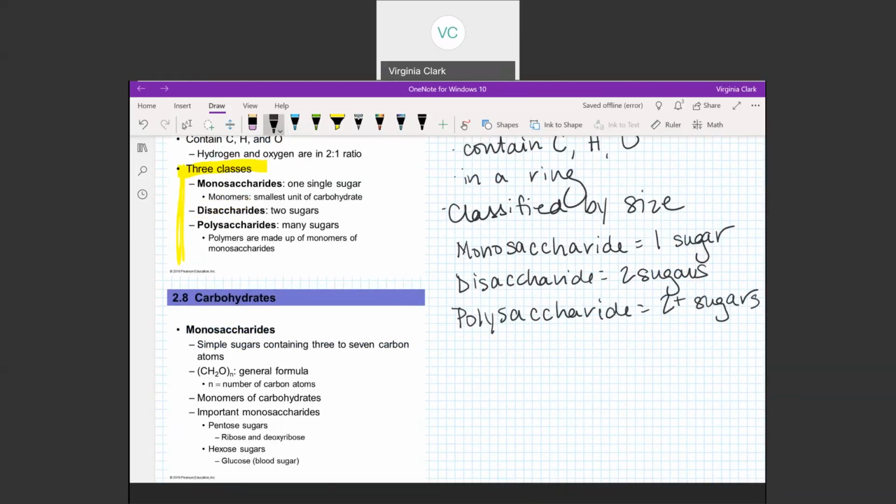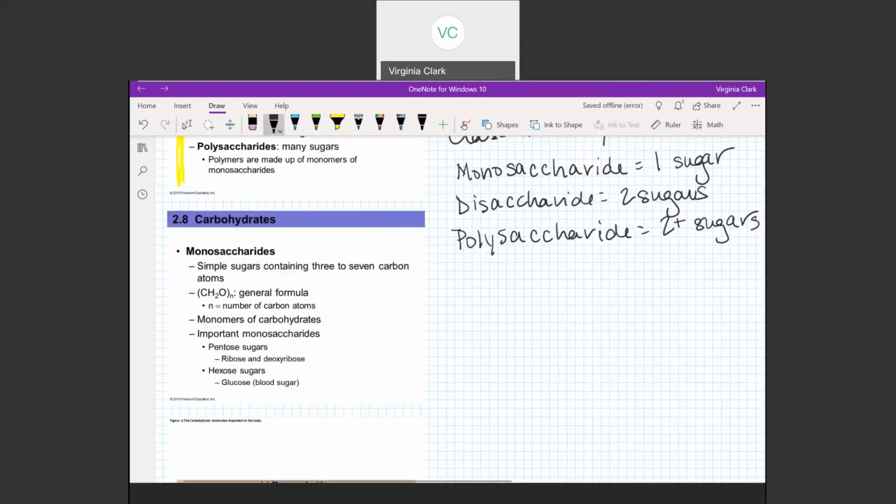So 1 makes up, put them together, put that 1 monomer together, you get 2, that's a disaccharide. You put a bunch of those together, you get a polysaccharide. So we're going to break these down and start with monosaccharides first. So monosaccharides, what these guys are they are also called simple sugars. So they are made up of only 1 type of monomer. They are only made up of 1 type of monomer of a carbohydrate.